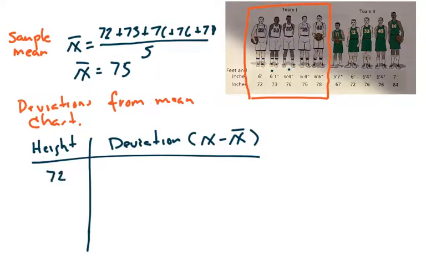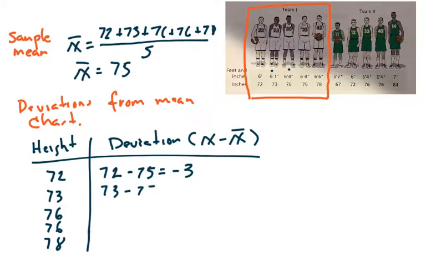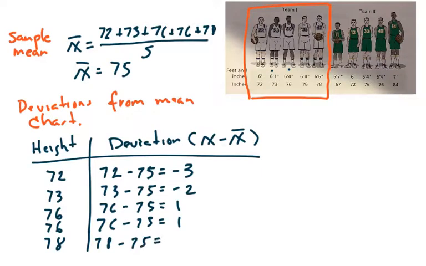So we got 72, 73, 76, 76, and 78. Okay. And our mean is 75. So 72 minus 75 is equal to negative 3. 73 minus 75 is equal to negative 2. 76 minus 75 is equal to 1. Same thing. And our last one is equal to 3.